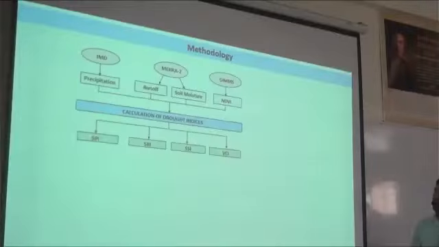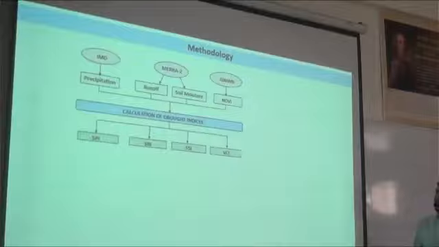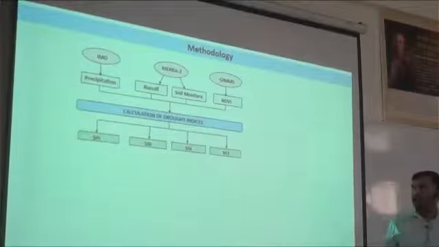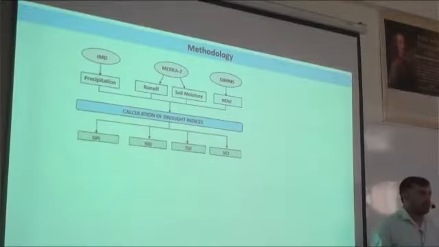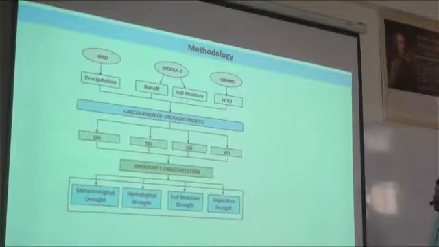Based on that you have to calculate the drought indices, like SPI using precipitation as input. Using runoff you have to calculate SRI, SSI using soil moisture, and VCI using NDVI as input datasets. Once you've done this, then you have to characterize the drought.